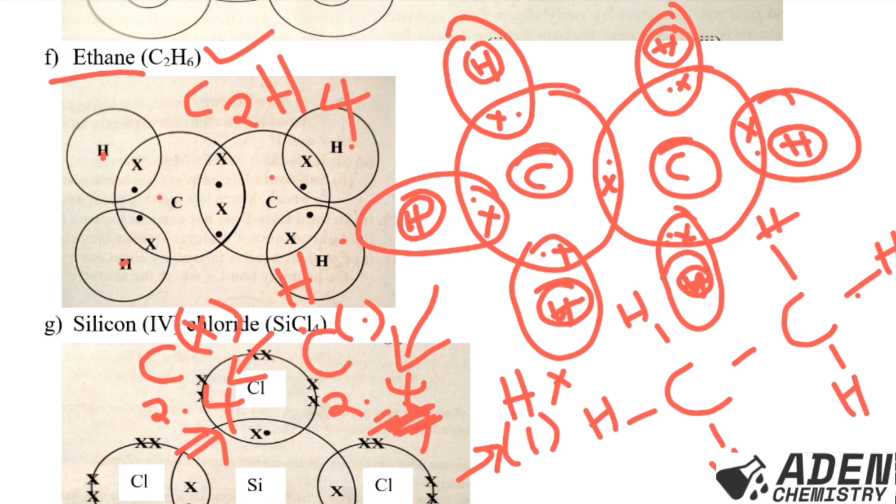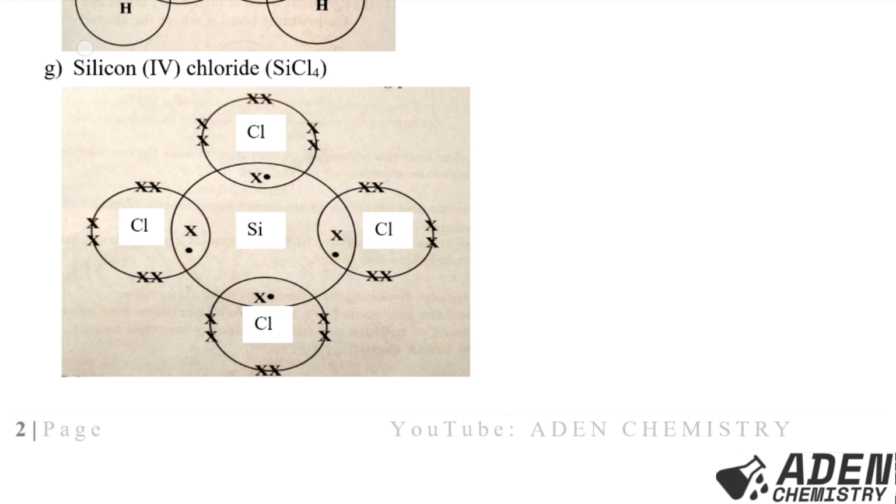This is how the open structural formula for ethane looks like. We're done with that. So kindly don't use this; this is for ethene, not ethane. Ethane, I've drawn it here. This is it. So we go to G. G, we have silicon 4 chloride. It's written SiCl4. So remember, we want to do something like that: Si, then we put 4 chlorine, like that. So let's start.